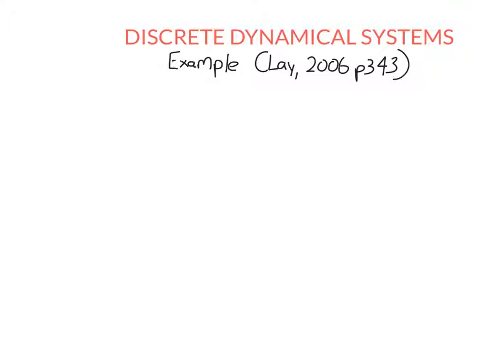To illustrate what this is all about, I found a really good example in David Lay's book Linear Algebra from 2006, so I'll go through that. This example involves calculating the vector xk, which is the population of owls at time k and the population of rats at time k. This is a predator-prey model. The owls prey on the rats, and so the populations of each are linked to the other.